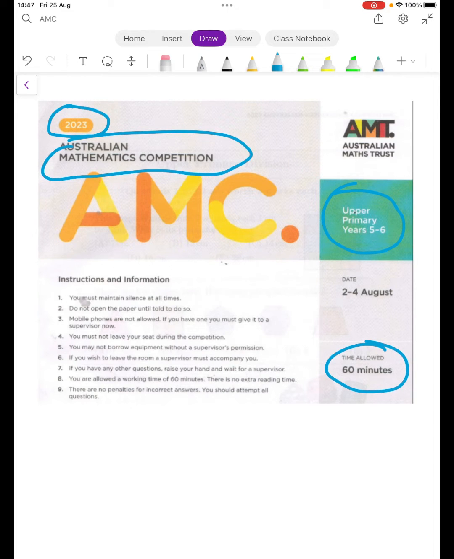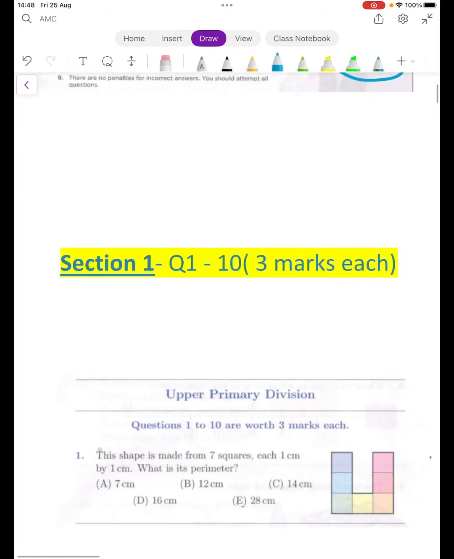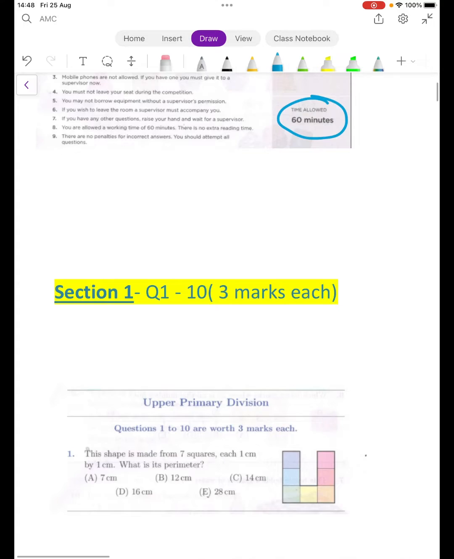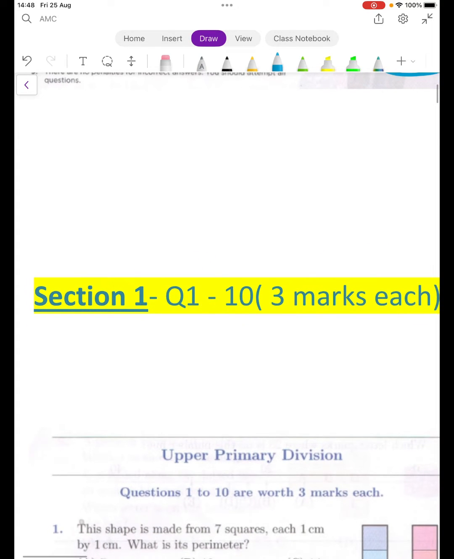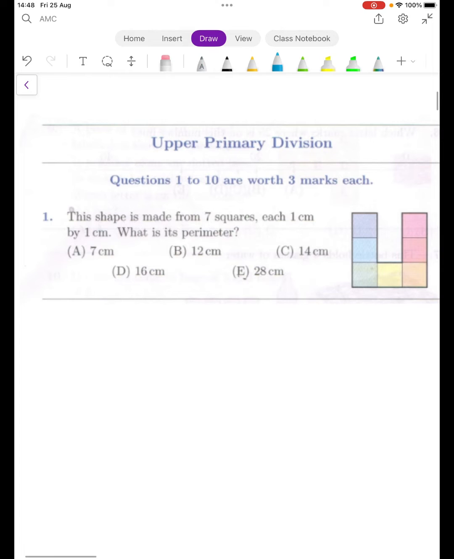One point to be noted, this is a 60 minutes test. It has 4 sections. I will keep telling you more about each section as we go on. All right, let's start. So this is the first section. There are questions 1 to 10. Each question is 3 marks, and these are comparatively quite easy questions, and it should just take you a few minutes for each question to work out. All right, let's go on.